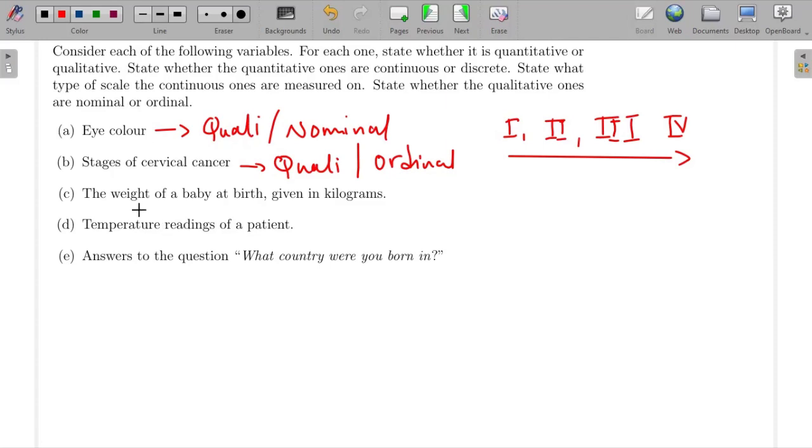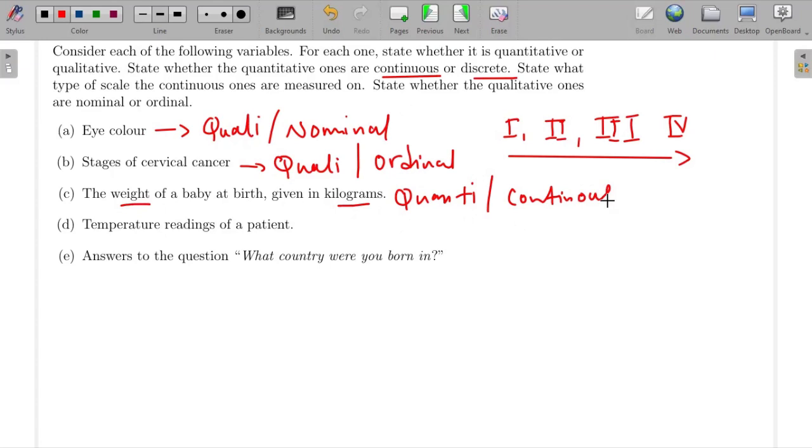What about the weight of a baby at birth given in kilograms? This is a measurement, so it's quantitative. I'll just write quanti. If it's quantitative, then it has to be continuous or discrete. This is the measurement of a weight, and weight can be anything, so we're going to say it's continuous.